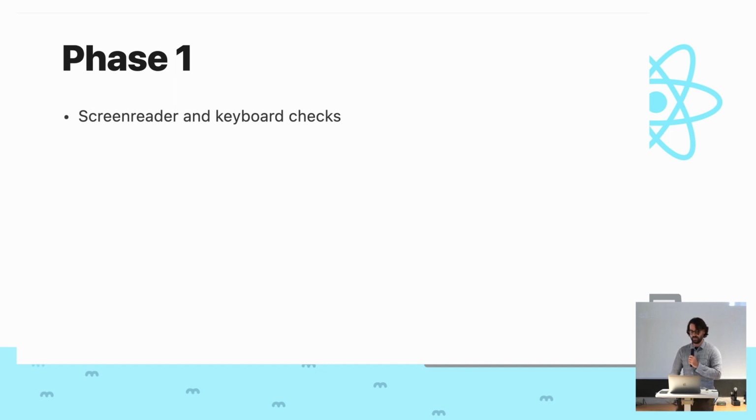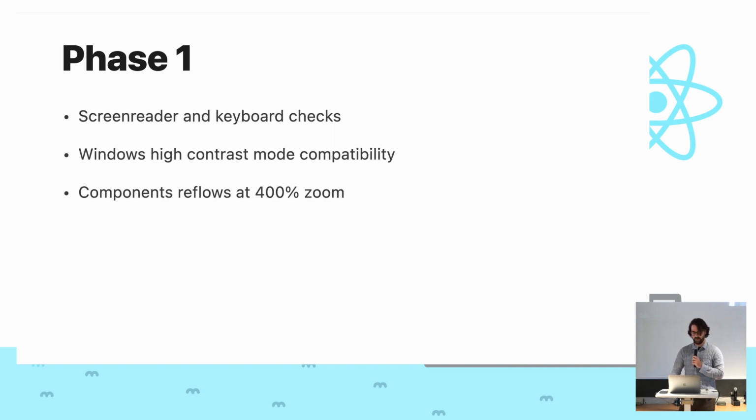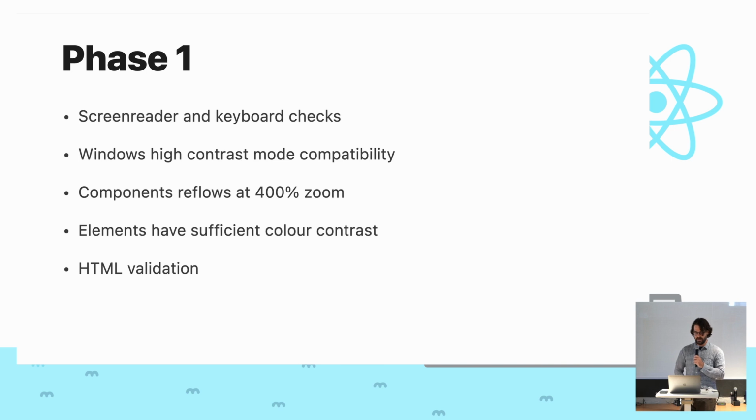So phase 1, what we're looking for here is making sure the components respond nicely to both screen reader and keyboard input, making sure the components respond nicely when placed in Windows high contrast mode. When you zoom up all the way to 400%, make sure everything responds nicely. Of course, making sure that colors have sufficient contrast between background and foreground elements. And as well, just making sure the HTML is valid.